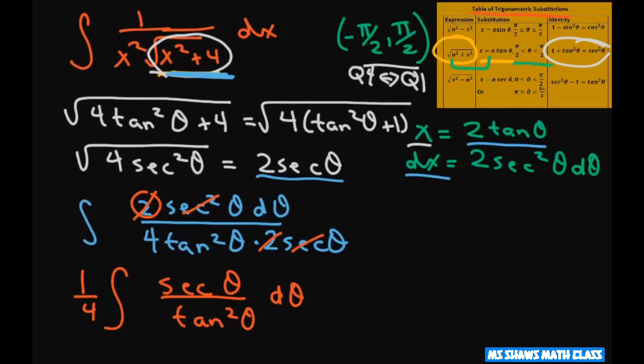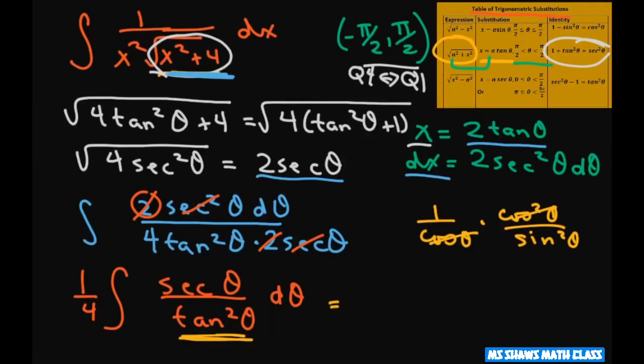Now, to evaluate this, let's write this in terms of sine and cosine. So this is basically 1 over cosine times, I'm going to flip this, cosine squared over sine squared. So basically this goes into that one time, and you're going to get 1/4 times the integral of cosine theta over sine squared theta d theta.